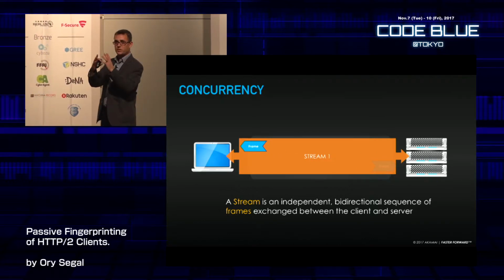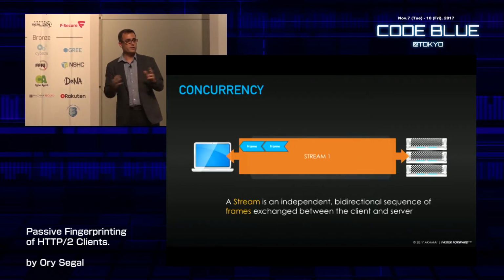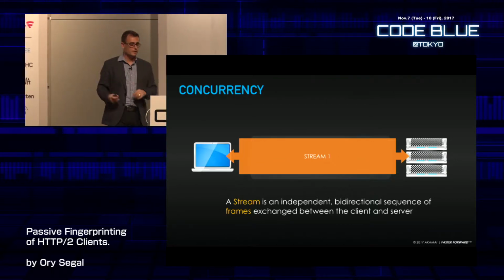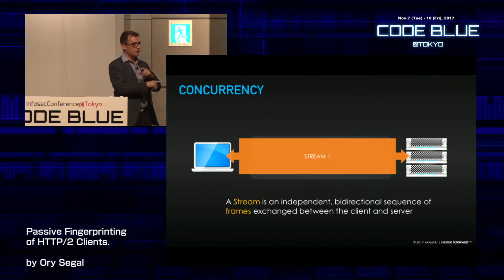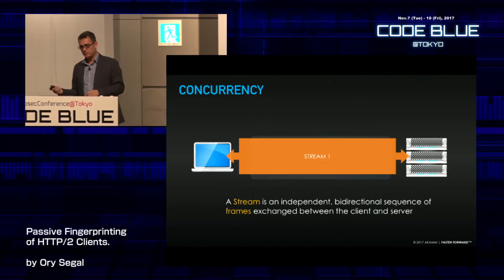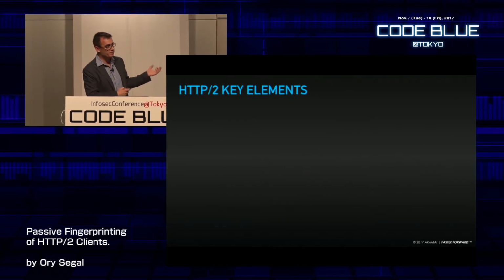A frame doesn't need to live alone. It can have multiple frames in one message, for example. These two frames traveling together, like a headers and the body. That's basically it. They can run concurrently. Nobody has to wait for each other. Now let's talk about some of the elements that I mentioned.